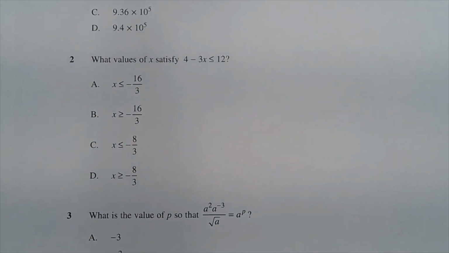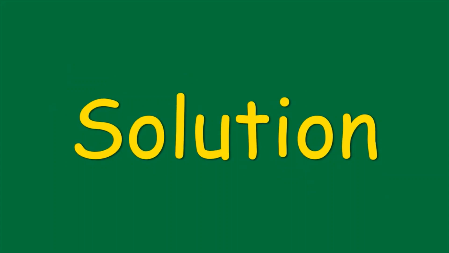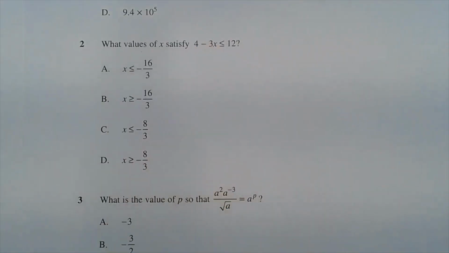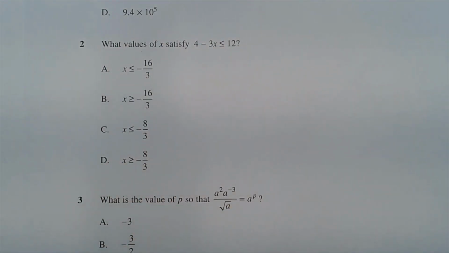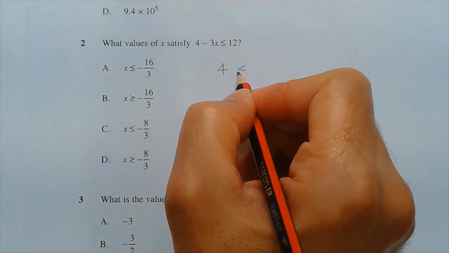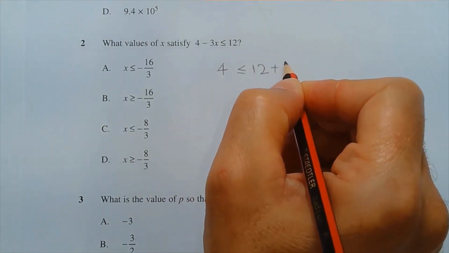Question 2. What values of x satisfy 4 minus 3x is less than or equal to 12? We want the term involving x to be positive, so we can rearrange the inequality by adding 3x to both sides of the inequality. So our first line could be 4 is less than or equal to 12 plus 3x.